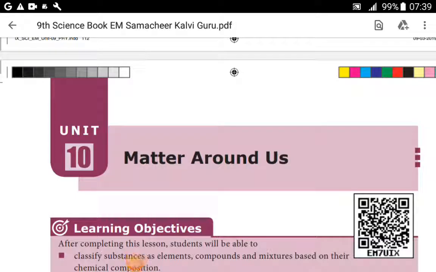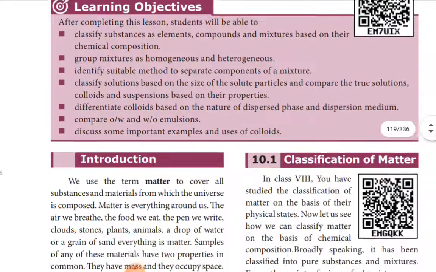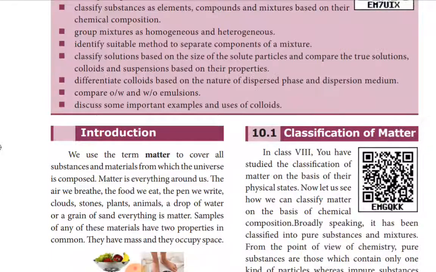Yes, dear students of ninth standard, now we are going to discuss matter around us, which is Unit 10 in your science book, which is a chemistry portion. In the previous class, we learned about matter around us up to elements, the classification of elements. The further portion we are going to discuss now.